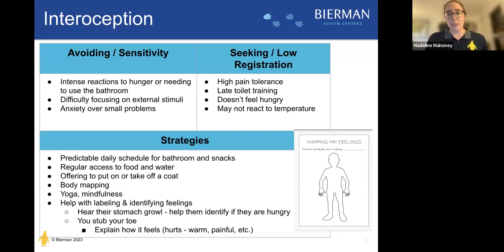Maybe they're late to toilet training because that sense of, hey, I need to go use the bathroom, is not very strong. So noticing that can be a little bit tricky, and we need to work on it. We can help train them to understand those feelings and learn how to respond to their body when they need to go to the bathroom. And that's something that we work on in ABA and in OT quite frequently. Maybe these kiddos don't feel as hungry.